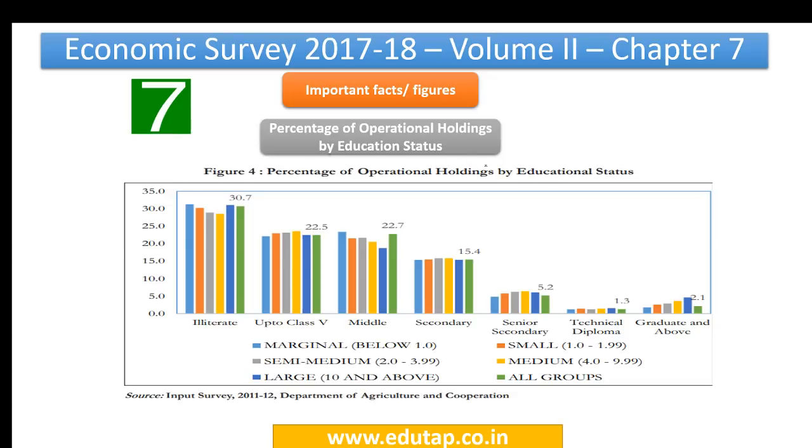Next, coming to the seventh point that we need to discuss, the percentage of operational holdings by education status. So kindly see the classification that they have made and how literacy or illiteracy has an effect on the operational holdings owned by the farmers.